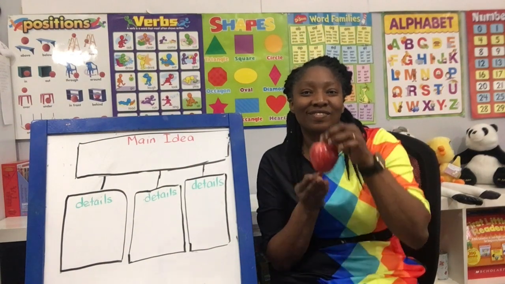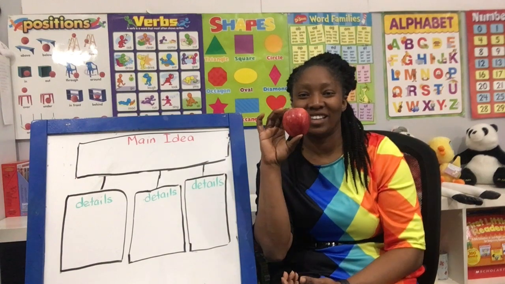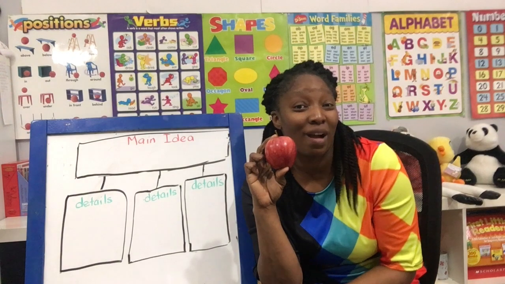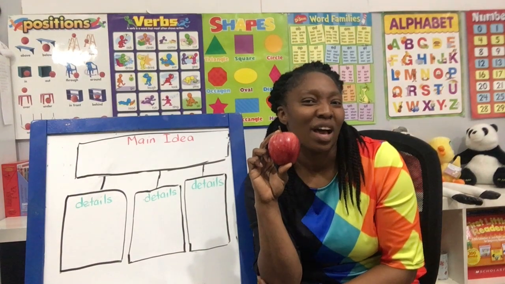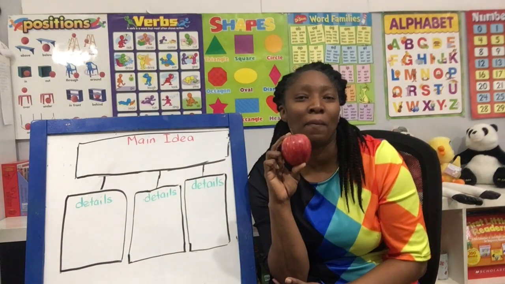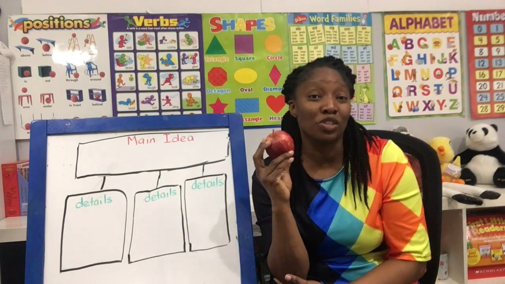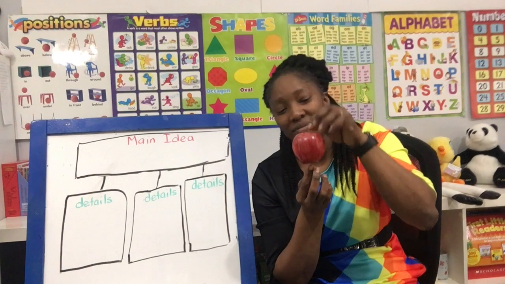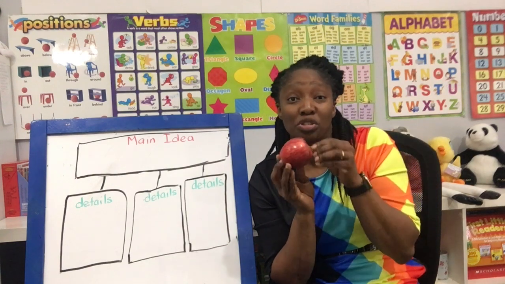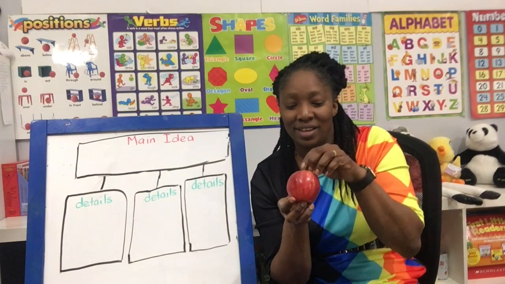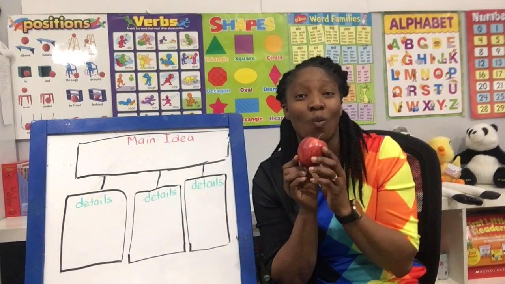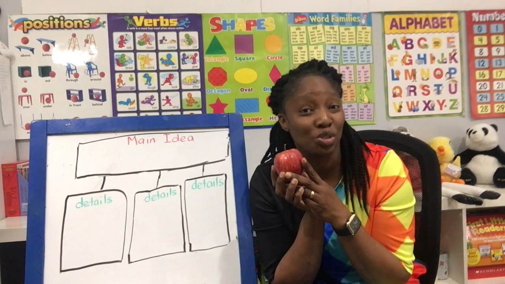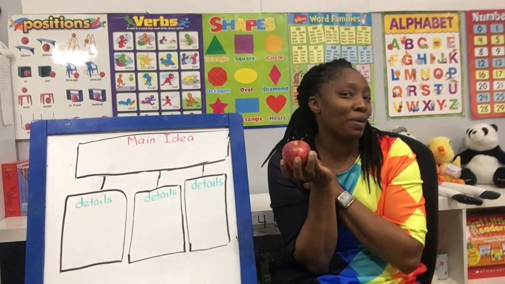So today, I have something in my hand. Do you know what it is? That's right, it's an apple. I want to just tell you a little bit about my apple. My apple is red. It has a stem. It grows from a tree. And it's white inside. Apples are juicy.